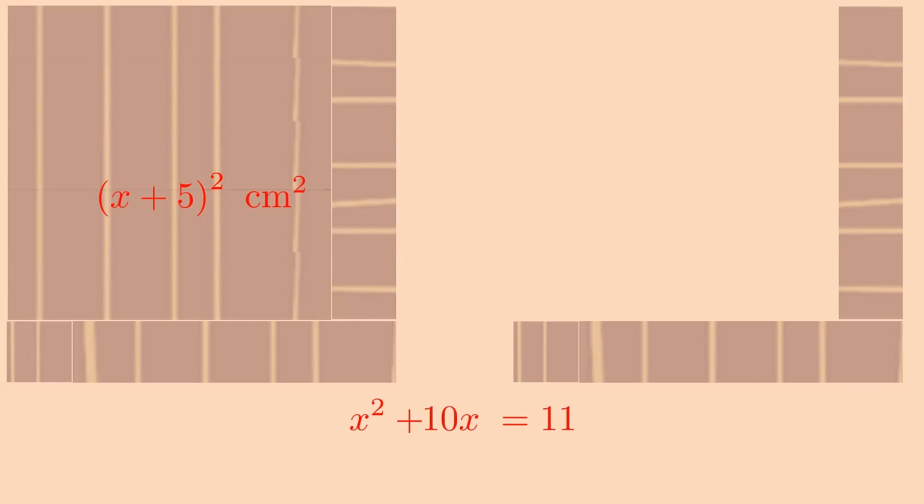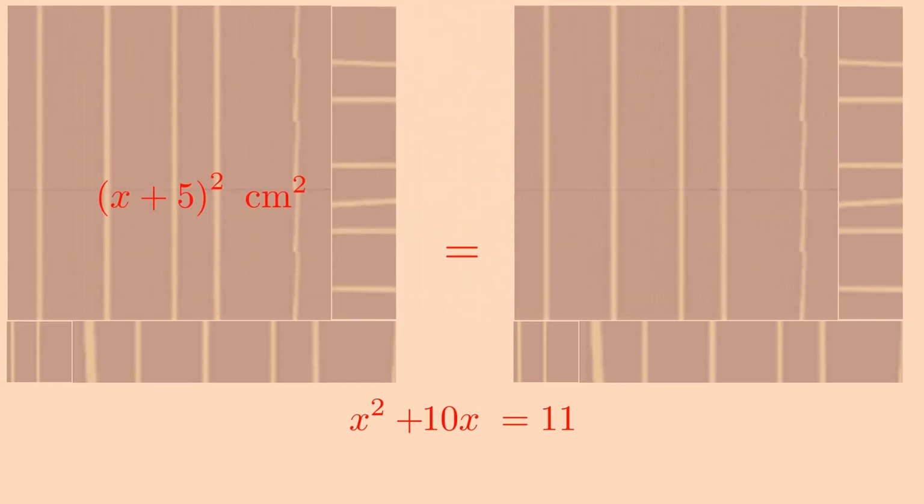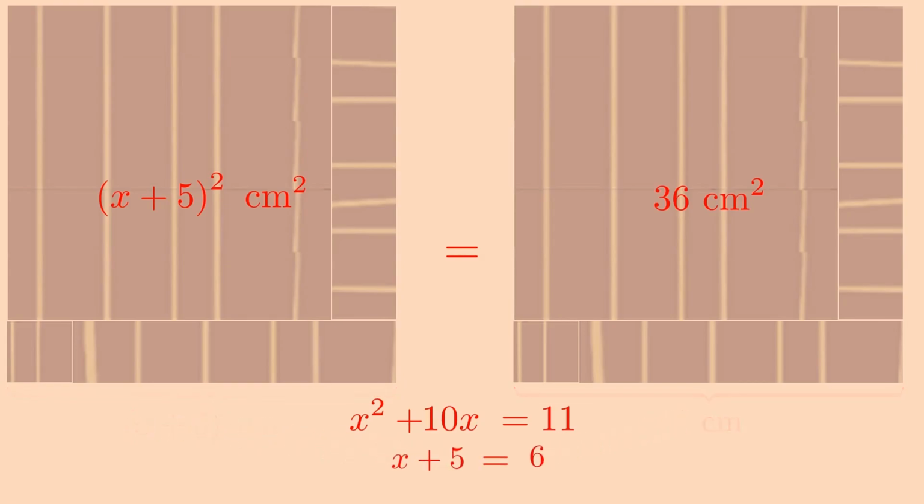If we decide to add that same square of area 25 square centimeters to the other side, we get a square of area 36 square centimeters. Now, since these two squares have equal areas, their side lengths must also be equal. That is, x plus 5 equals 6, which means x equals 1. This method of comparing the side lengths of squares with equal areas is basically what you do when solving a quadratic equation using the completing the square method.